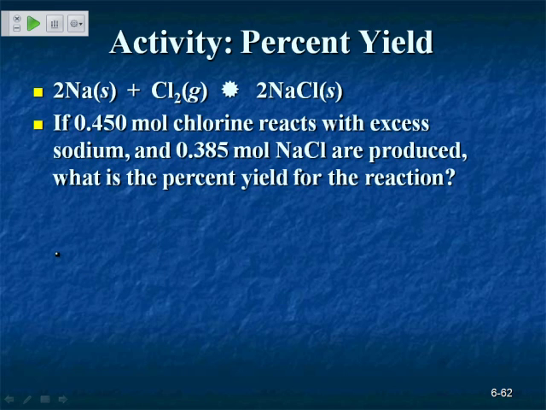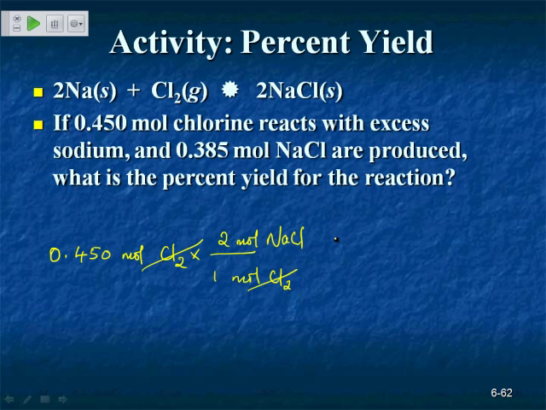So the limiting reactant, we have 0.450 moles of chlorine. So how much sodium chloride should be produced? How do I calculate that? What mole ratio should I use? 2 moles of NaCl per 1 mole of Cl2. Yes.